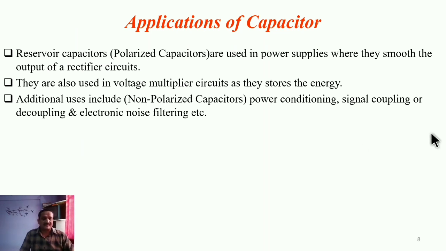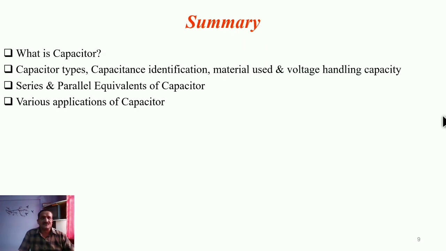Now the applications of capacitor. Already I told that a polarized capacitor is used to store energy. So reservoir capacitors, that means electrolytic capacitors, are used in power supplies where they smoothen the output of rectifier circuits. Then they are also used in voltage multiplier circuits, as they store the energy, to boost the DC voltage levels, that is voltage multipliers. And additional uses include non-polarized capacitors for power conditioning, signal coupling or decoupling, and electronic noise filtering, etc. So these are the basic applications of capacitor.